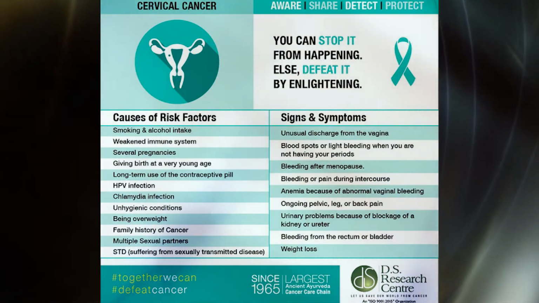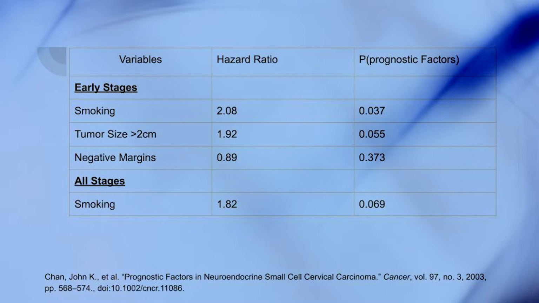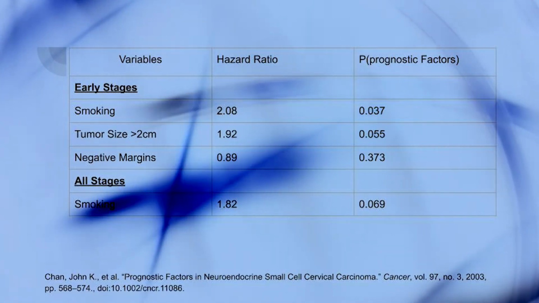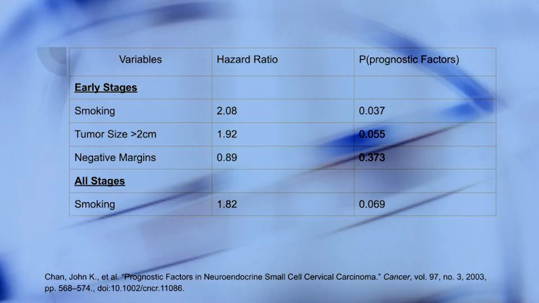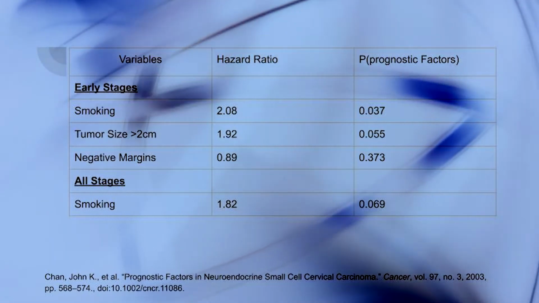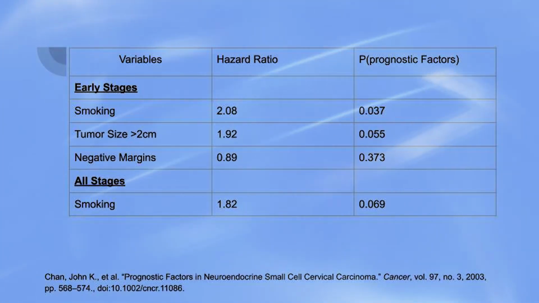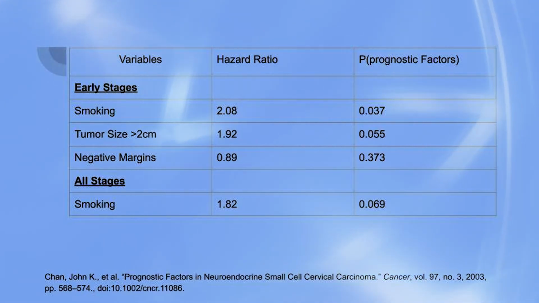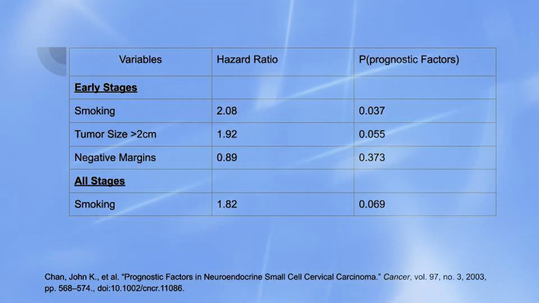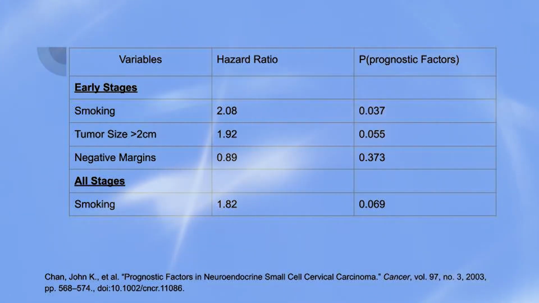found in males. If you look at the chart, it's broken down into 3 columns containing variables, hazard ratio, and prognostic factors. The variables include smoking, tumor size, and negative margins, which is how the tumor presents itself in the body. Next, the hazard ratio is something that is used in cancer research and clinical trials to measure survival at any point in time in the group. Prognostic factors are how likely you are to develop the disease due to these.